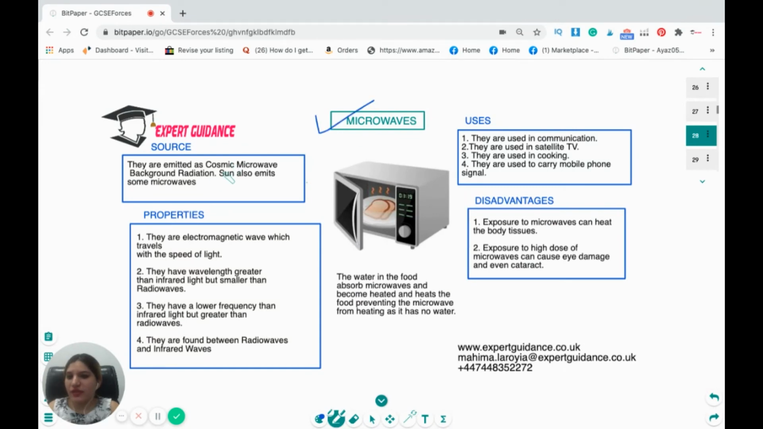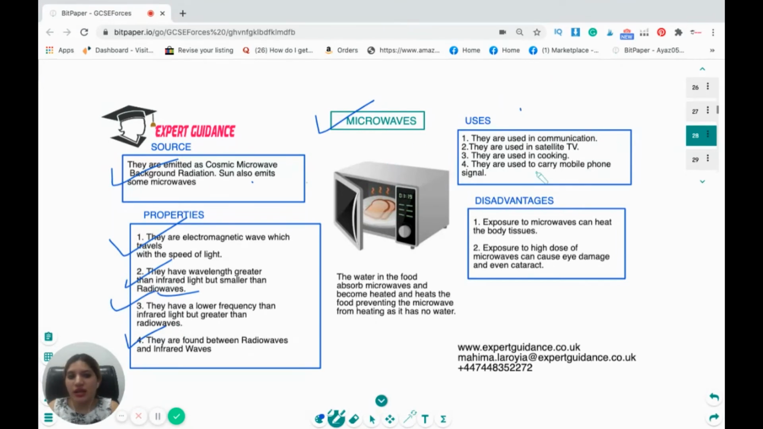The microwaves are emitted by cosmic microwave background radiation. Sun also emits some microwaves. They are again electromagnetic waves which travel with the speed of light. They have wavelength greater than the infrared light but smaller than the radio wave. They have a lower frequency than infrared light but greater than the radio wave, and they are found between the radio waves and the infrared rays.